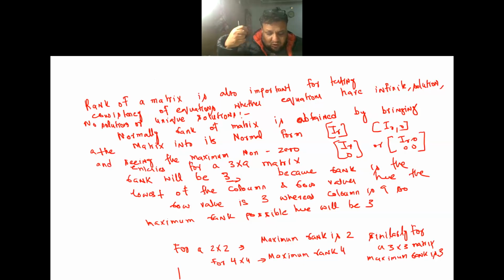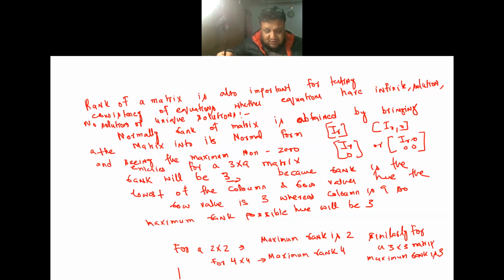Okay. Now, for a 2 cross 2 matrix, the maximum rank would be 2. For a 3 cross 3 matrix, the maximum rank would be 3. Same way, 4 cross 4. But if you have a 3 cross 9 matrix, then the maximum rank would be 3. Why? Rank is the lowest of either the column or the row. For example, in 3 cross 9, row rank and column rank are the same. But as far as 3 cross 9 is concerned, the lowest of the row is 3, right? So maximum would be 3.